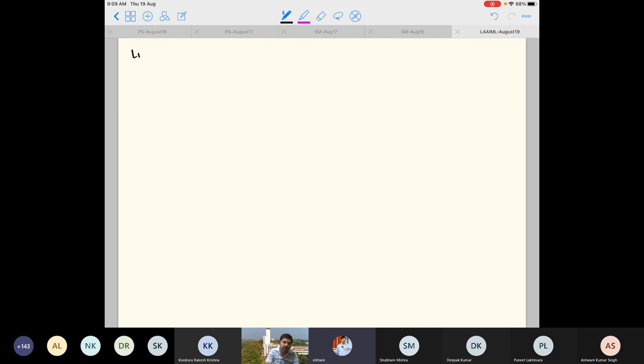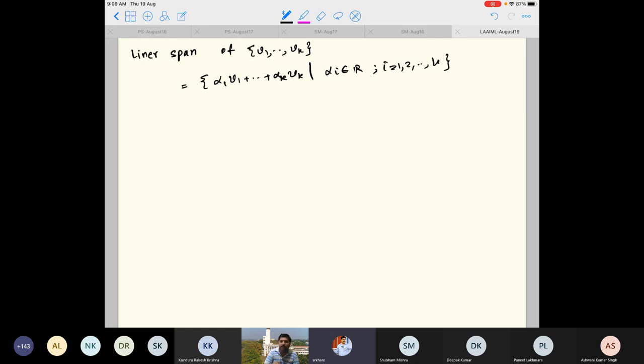The next important concept was linear span. The linear span of the vectors v1 up to vk is all possible linear combinations alpha 1 v1 plus and so on plus alpha k vk, for alpha i belonging to R, i equal to 1 to k. So this is the linear span, and now you can show that this linear span is a subspace, right?